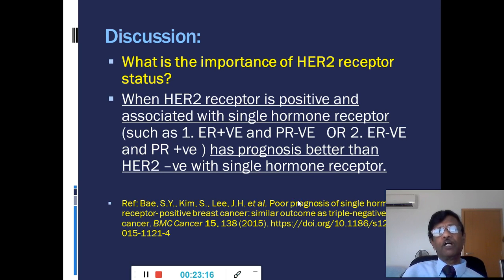What is the importance of HER2 receptor status? When HER2 receptor is positive and is associated with a single hormone receptor, such as ER positive and PR negative or ER negative and PR positive, that means only when HER2 receptor is positive associated with a single hormone receptor, it has a prognosis better than HER2 negative with a single hormone receptor. So HER2 positive has a better effect when it is associated with a single hormone receptor status.